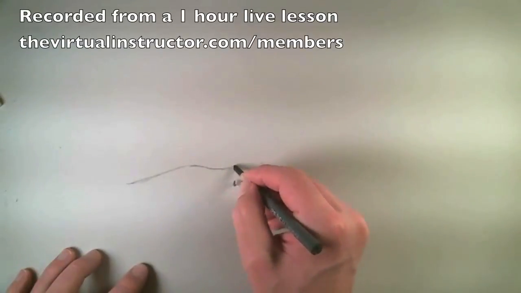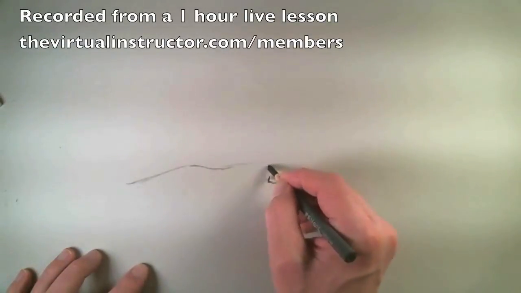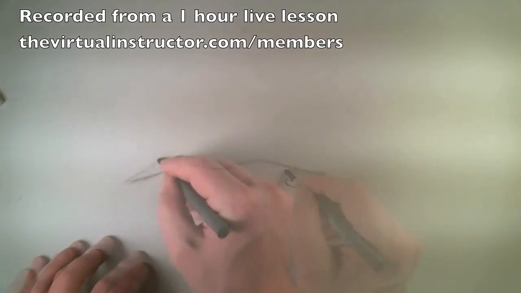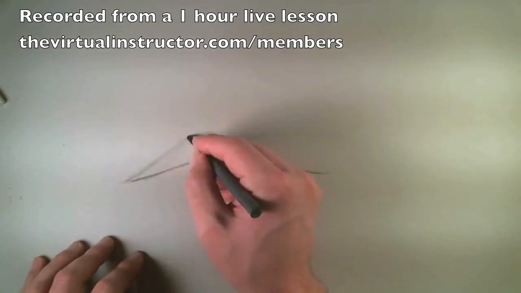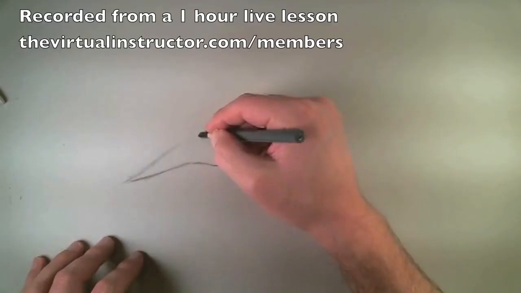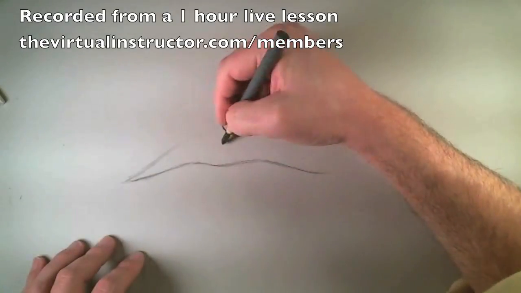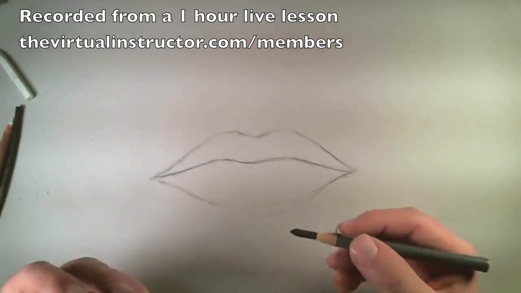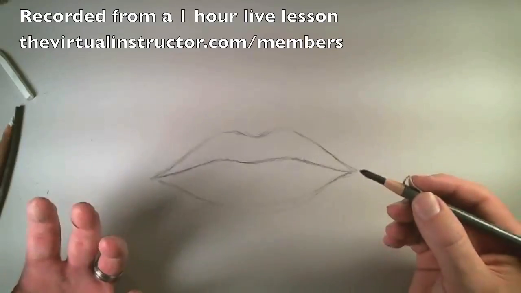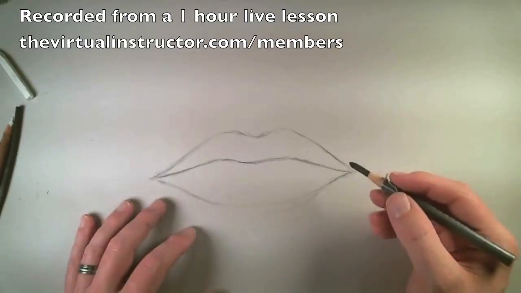Straightens out just a little bit, and then comes back. For most people, this line's going to kind of come up. And again, I'm looking at a photo reference. One thing you want to be careful of is basically the little cracks that happen, because lips have a certain amount of texture to them.